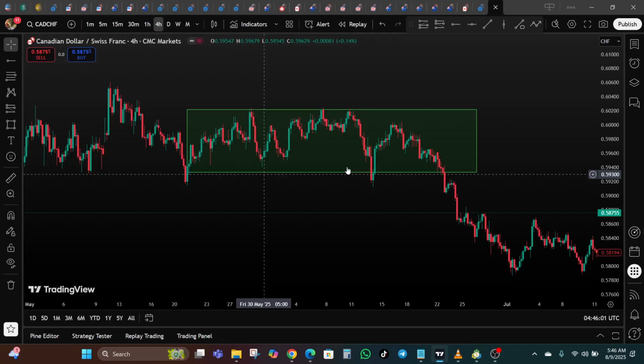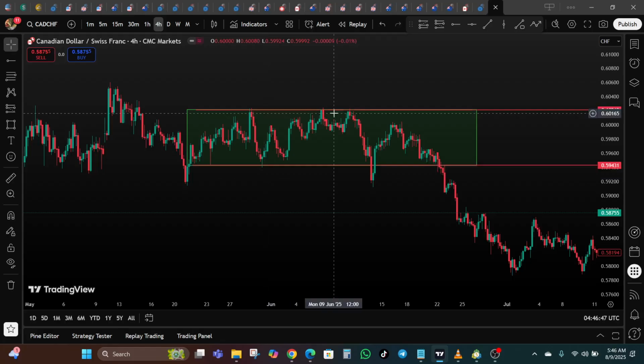So what you want to do is, after identifying the range boundaries, you buy at the support and you sell at the resistance. Always use stop losses just outside the range in case of a breakout. Now, we are just going to be honest. Had you bought here, probably you would have gotten stopped out due to this false breakout. Okay, but if you had bought here, you would have made some gains.